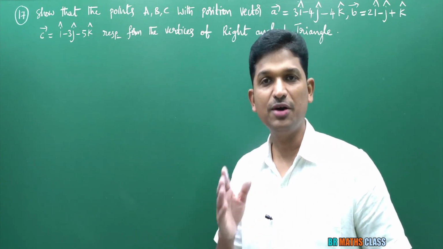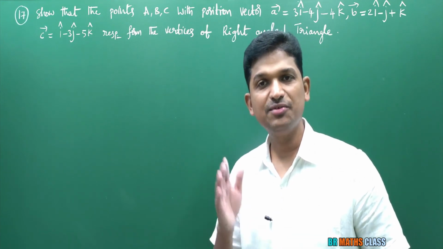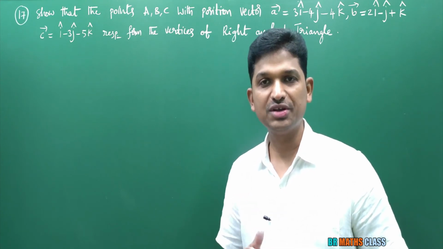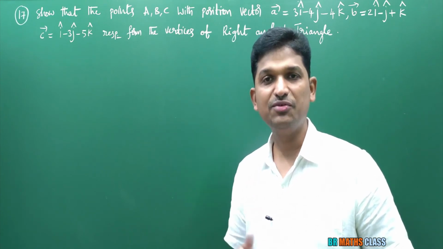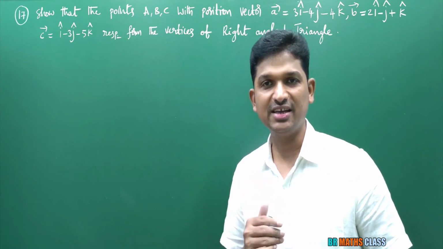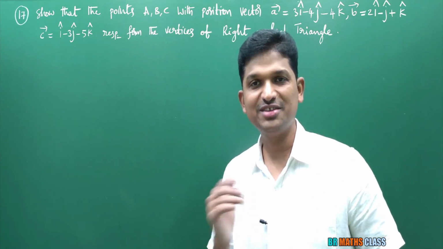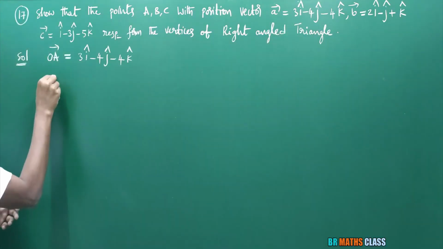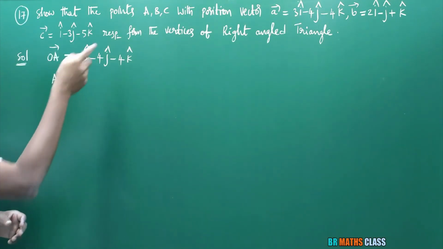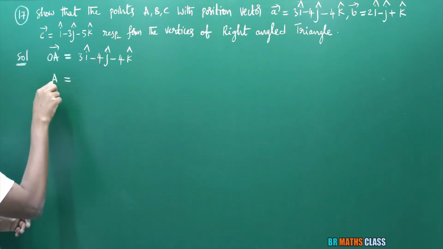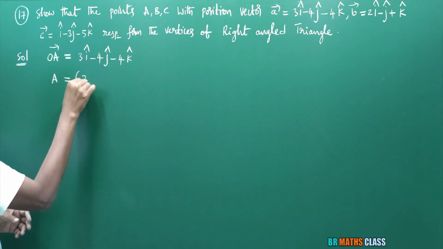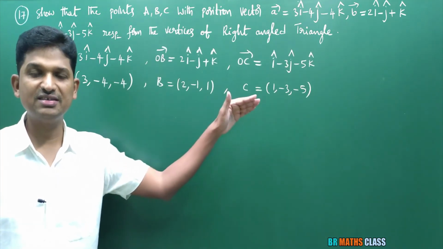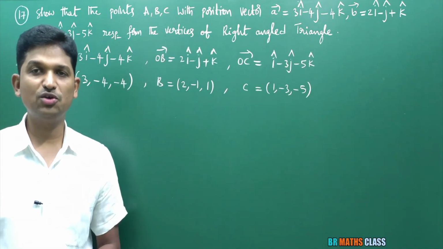As they are saying the vertices form a right angle triangle, the basic idea is we will use Pythagoras theorem: the square of the hypotenuse is the sum of the squares of the other 2 sides. If we prove that, I can say that the given vertices form a right angled triangle. Let's see how we solve this problem. In the question they are giving the position vector of point A. When you know the position vector of point A, you can write that point. Here OA bar is given, so from that we can write point A. What is point A? 3, minus 4, minus 4.